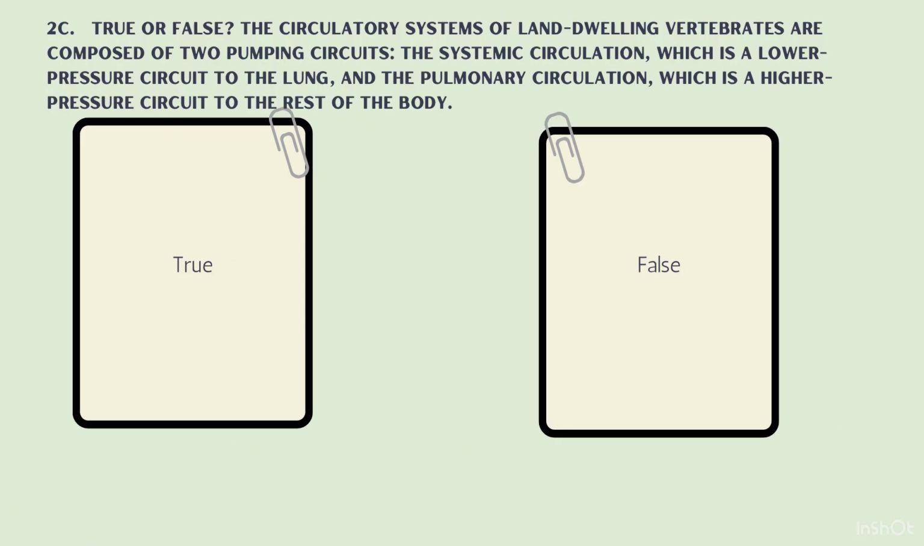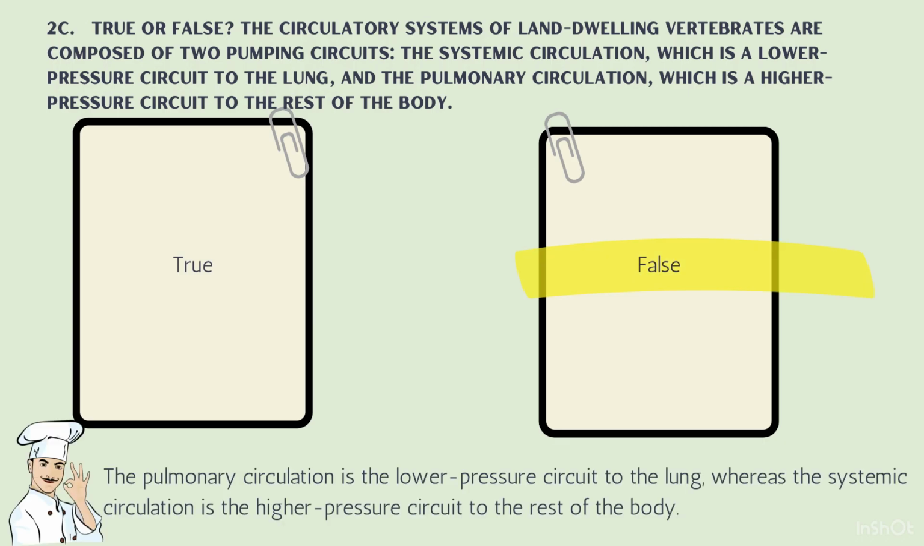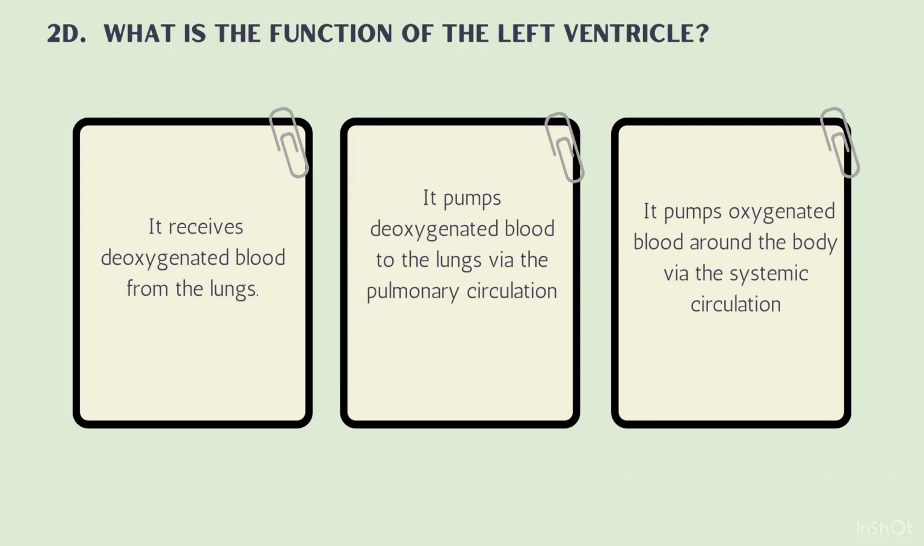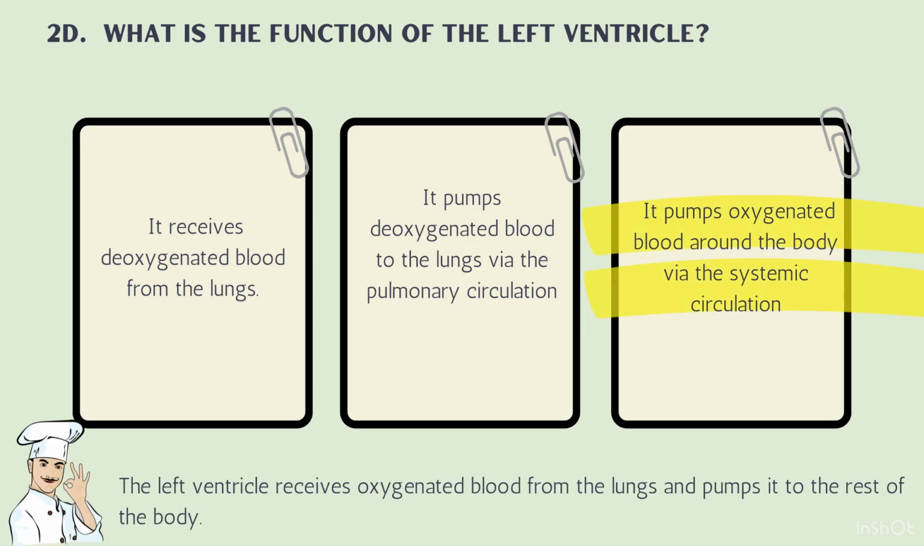2C, true or false, the circulatory systems of land-dwelling vertebrates are composed of two pumping circuits, the systemic circulation, which is a lower pressure circuit to the lung, and the pulmonary circulation, which is a higher pressure circuit to the rest of the body. This is going to be false. 2D, what is the function of the left ventricle? This is going to be, it pumps oxygenated blood around the body via the systemic circulation.